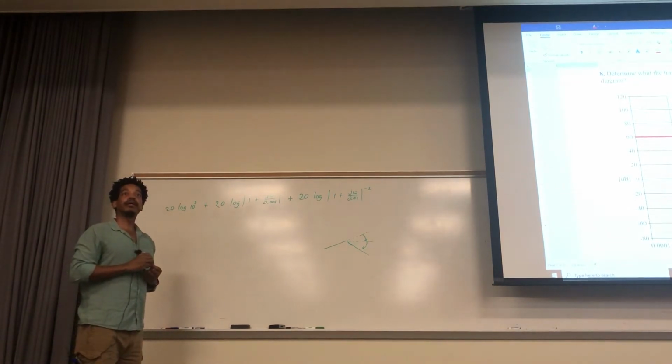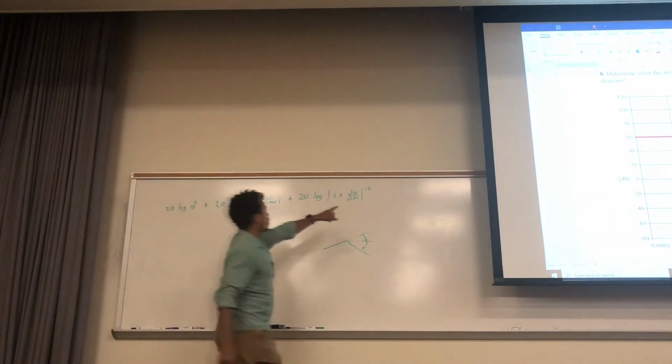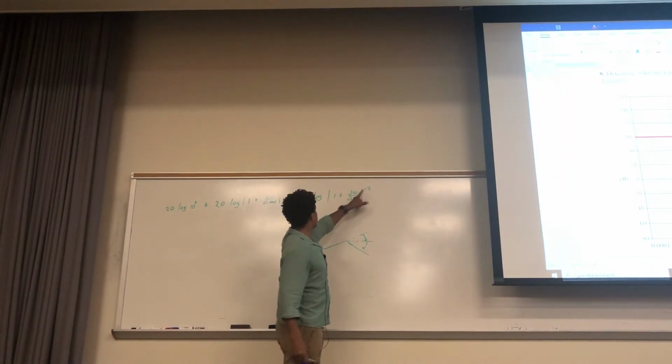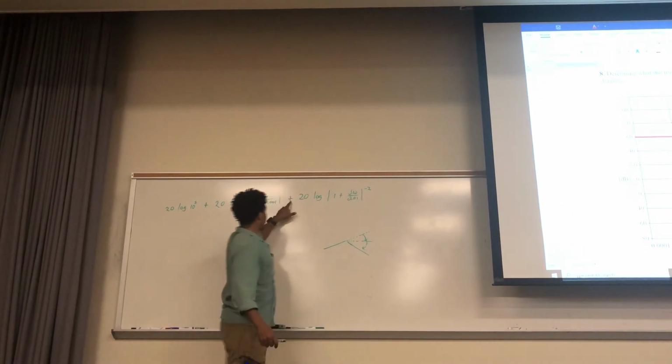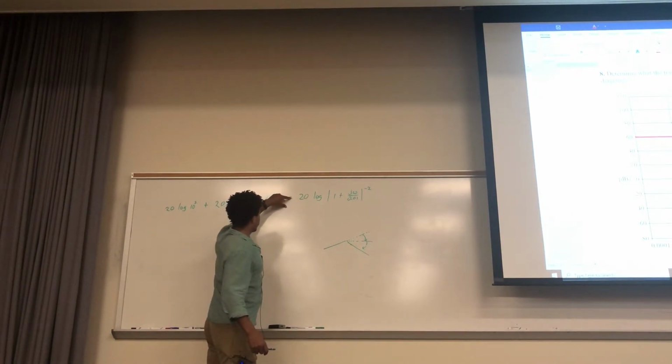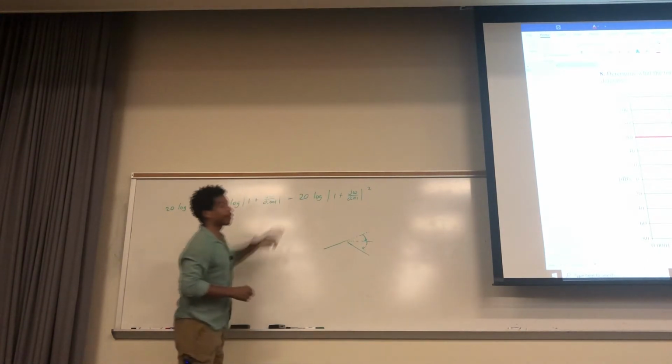Oh yeah. If you want to take this -2 and put it right here, that's fine. Or even just take the negative and change this into a minus. You can do that too. It's fine. Yeah, whatever you want to do.